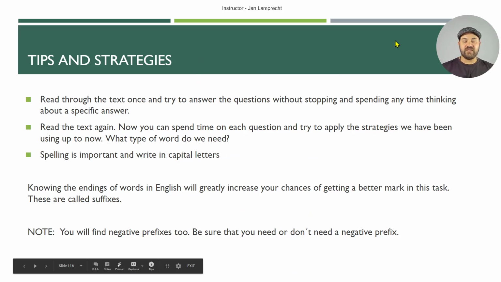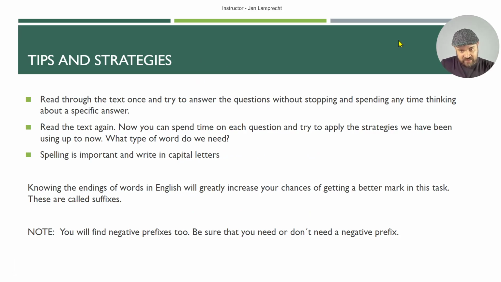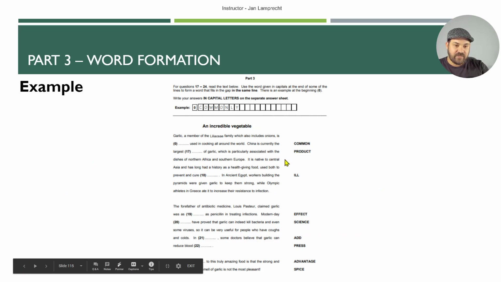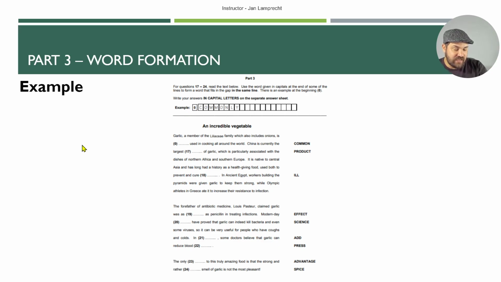Now, let's look at some tips and strategies. So you read through the text once and you try to answer the questions without stopping and spending any time thinking about a specific answer. In other words, if you can read through the text and you can naturally answer it, then you do that. The first time you read through it, you try and naturally answer it.